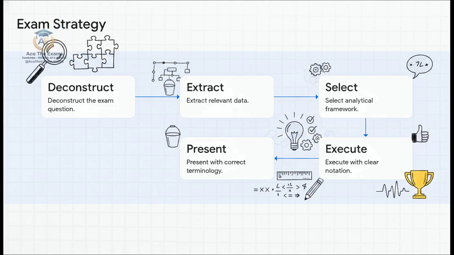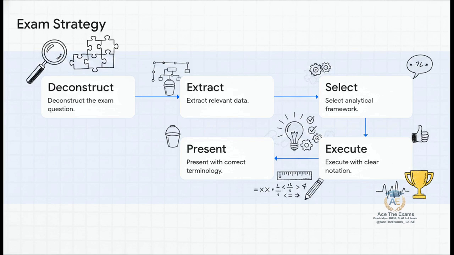Identify that command word instantly. Is it describe, calculate, evaluate? Step 2, extract the relevant data. Pull out the image dimensions and the bit depth from the scenario. Step 3, select the analytical framework. This is where you decide if you need a mathematical formula or an evaluative PEEL paragraph. Step 4, execute with clear notation. Write out your working logically. Step 5, present your results with the absolutely correct, precise terminology.